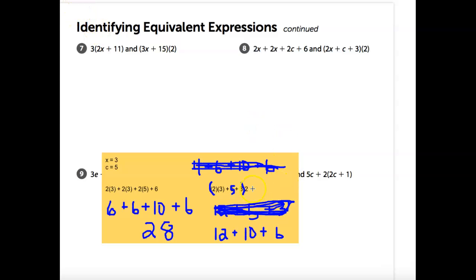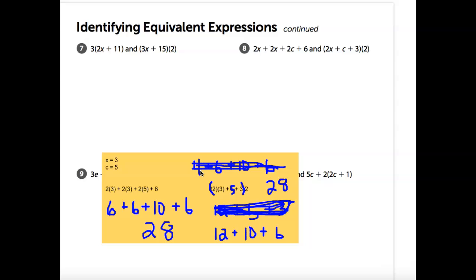Okay, let's go back to my original. 2 times 3 is 6, 6 times 2 is 12, plus 2 times 5 is 10, plus 2 times 3 is 6. 12 plus 6 is 18, 18 plus 10 is 28. Sorry if I confused you a little there. All right, there we go.